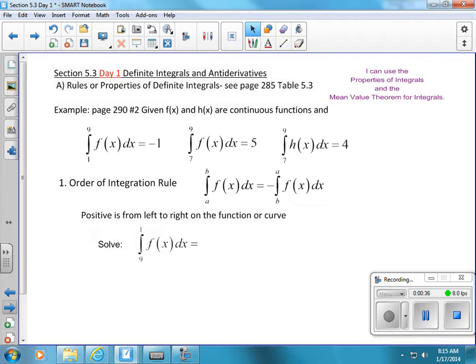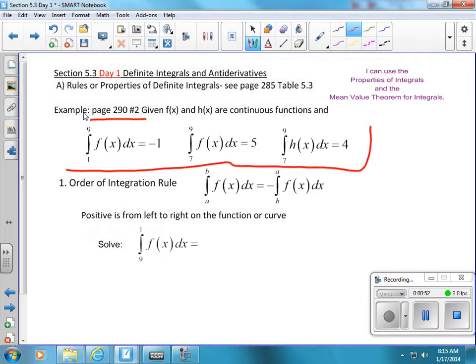There's a table on page 285. We're going to use that table plus an example, which is page 290, number 2, to demonstrate all the properties. Okay, these are these three integral values right here, the given in page 290, number 2. It says that the integral of some function between 1 and 9, the area under the curve between 1 and 9 is -1. That means it's under the x-axis, doesn't it? The integral between 7 and 9 of that same function is 5, positive 5.